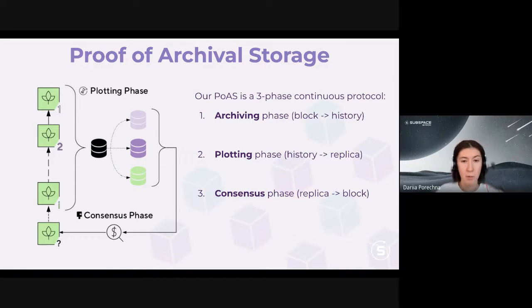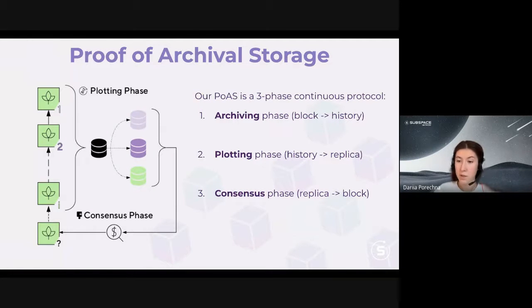So in the simplest form, the consensus of proof of archival storage of subspace is what you can see on this diagram. It's a three-phase continuous protocol of these three phases coming one from another, so it's hard to establish which one exactly comes first. But I'll be talking about them in order. The archiving phase: given new blocks on the chain, construct a canonical history, same for everyone, from the chain. Next is the plotting phase: given the canonical history that was created during archiving, generate the unique replica, which we call the plot, and store it on disk.